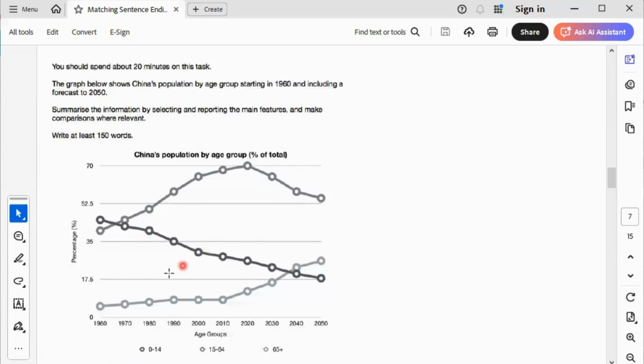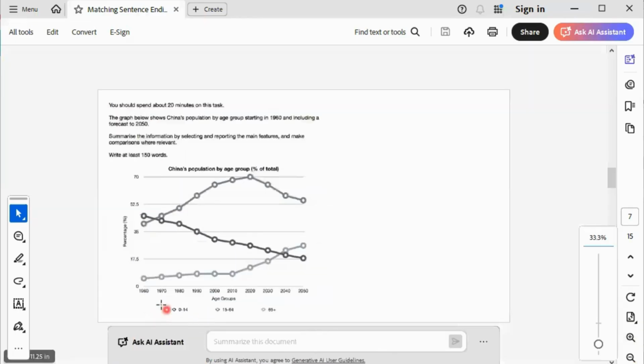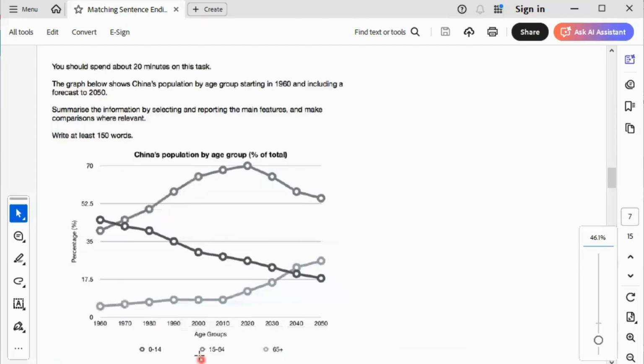We can see it at the bottom. Category 1 is 0 to 14 years. You can see it here. That's category 1. Then category 2 is 15 to 64 years. You can see it at the bottom here.